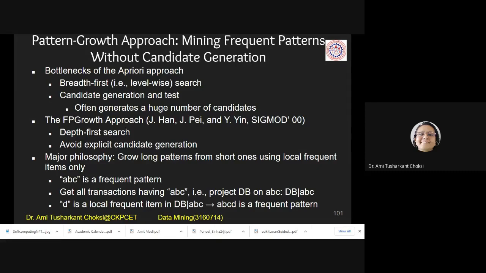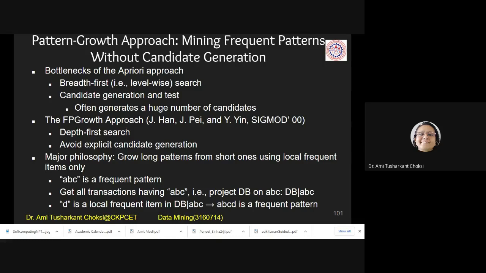In the Apriori algorithm, we used to say that the bottleneck is breadth-first search, and you can see that too many candidates are generated. Candidate generation and test often generates a huge number of candidates. The FP growth approach is depth-first search. It avoids explicit candidate generation.